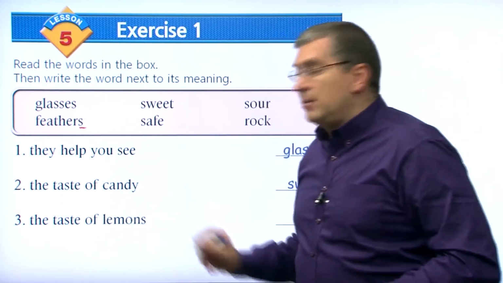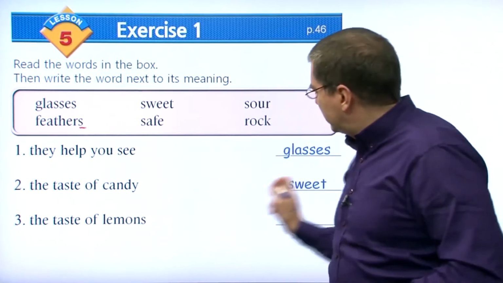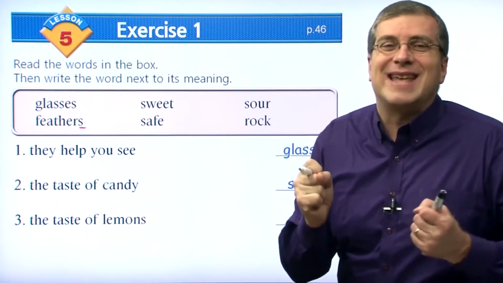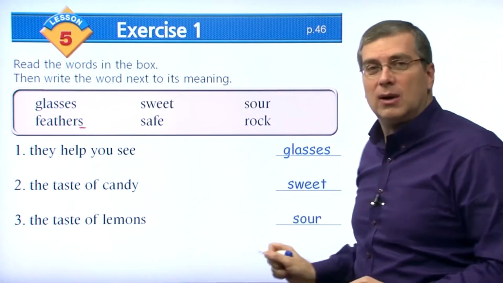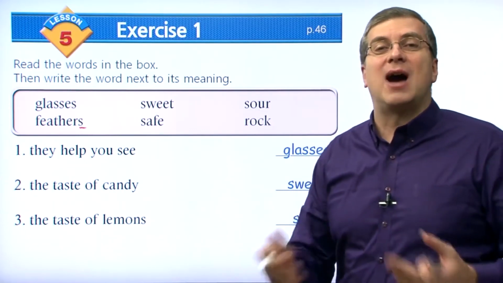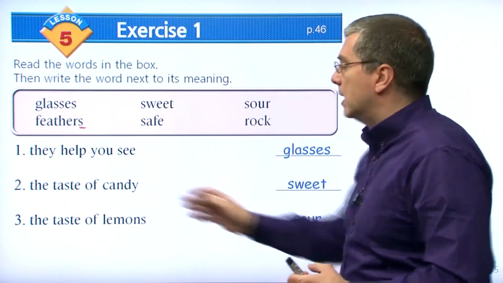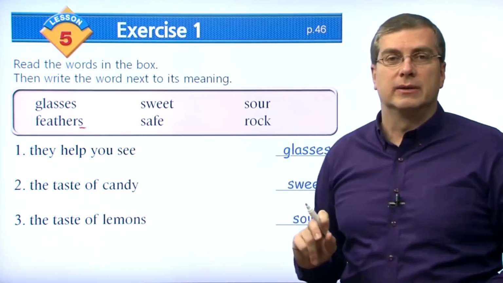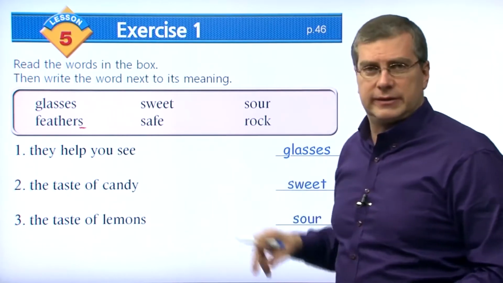The taste of lemons is number 3. Are lemons sweet? No, lemons are not sweet. Right? They're very sour. Lemons are sour. So we say that lemons are sour. The taste of lemons, sour. The taste of candy, sweet. Okay? These are kind of like opposites.